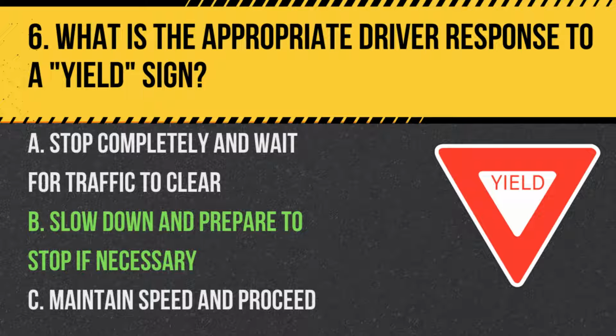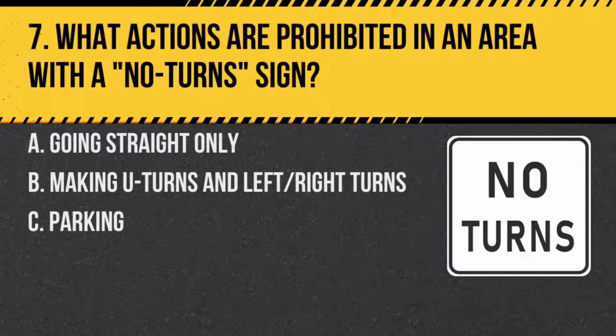Question 7. What actions are prohibited in an area with a no-turn sign? A. Going straight only. B. Making U-turns and left/right turns. C. Parking. Answer B. Making U-turns and left/right turns. A no-turns sign indicates that drivers are not allowed to make any turns, including U-turns and left or right turns.